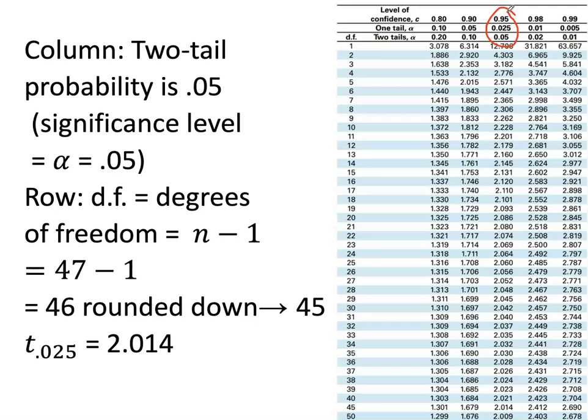Now, when we're dealing with degrees of freedom, we always round down. So 46 is not in the table, so we've got to go with 45. Even if we had 49, we would not round up to 50. We would just have to round down to 45. We always round down when it comes to degrees of freedom. So in this case, we want 2.014. That's the value that's in this row and this column.